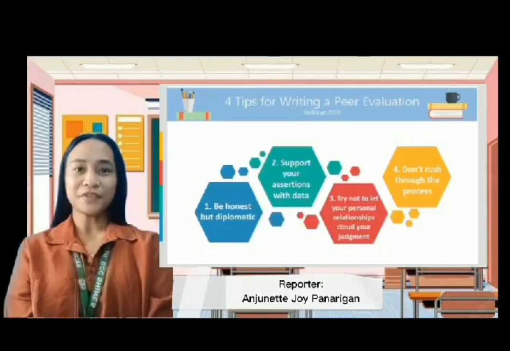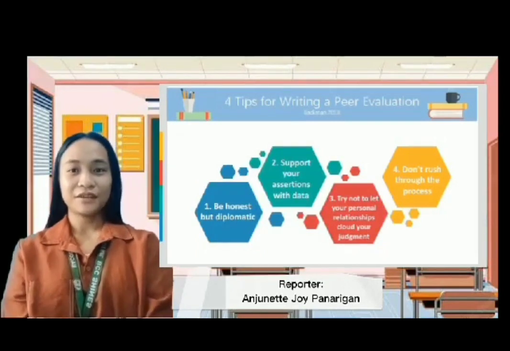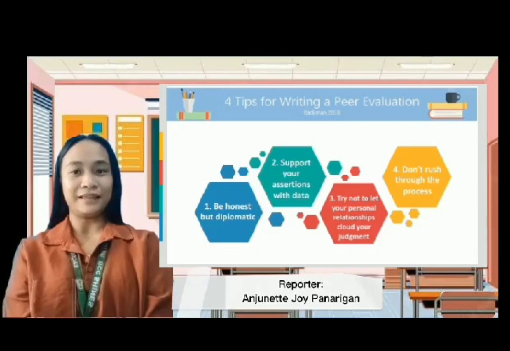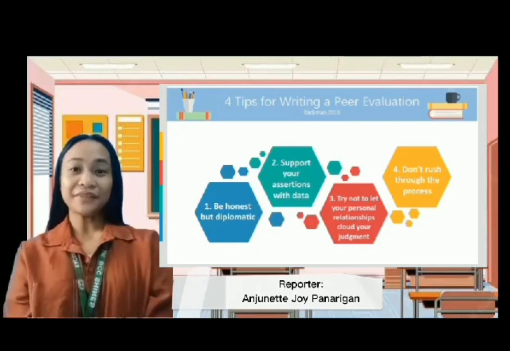Here are a few tips for tackling those peer evaluations without losing your mind in the process. First tip is be honest but diplomatic. If your co-teacher is great at presenting lessons in classroom management but bad at meeting deadlines, say so rather than cover up the latter. But say it diplomatically.